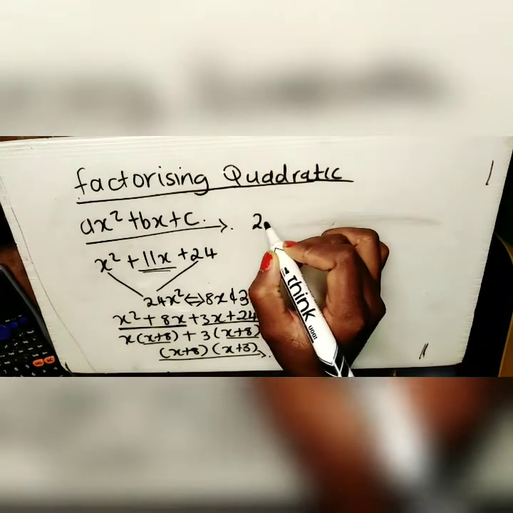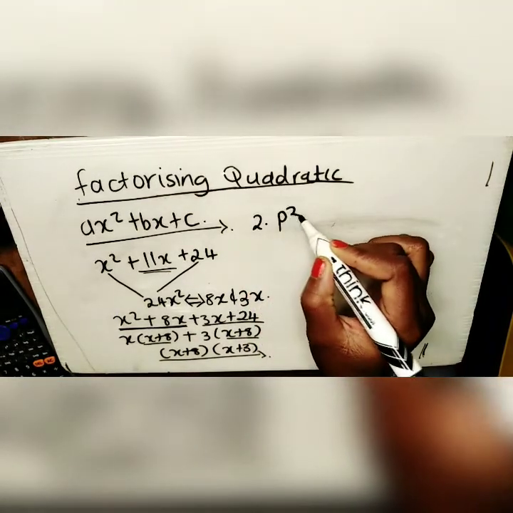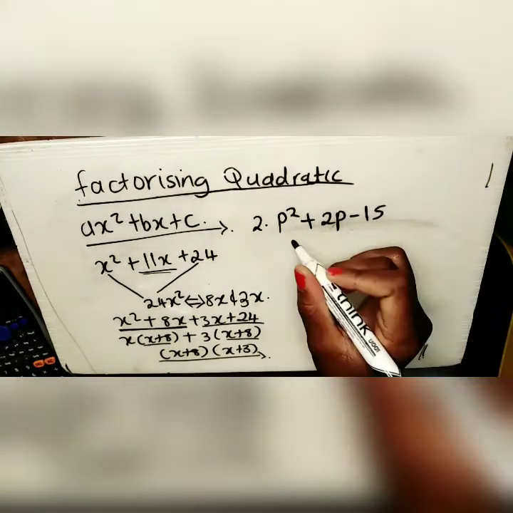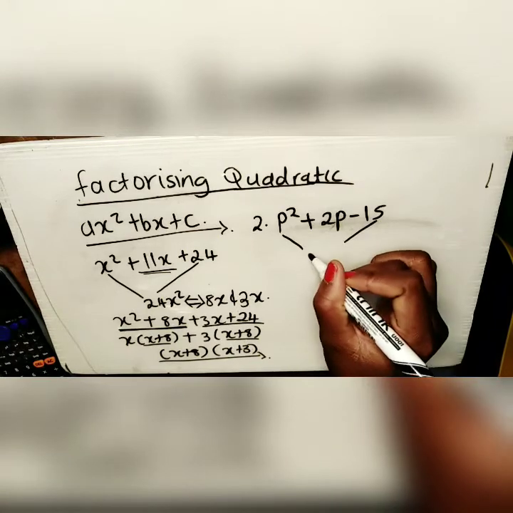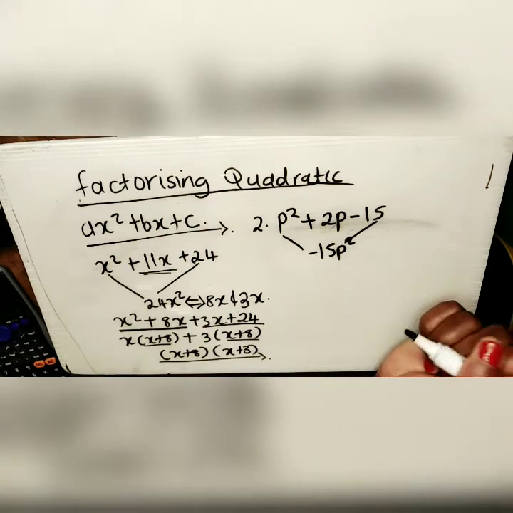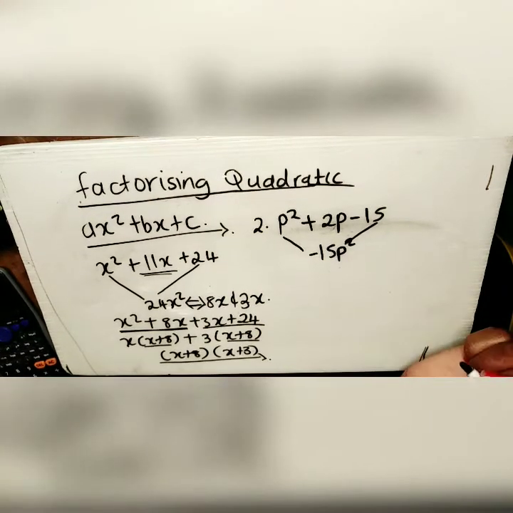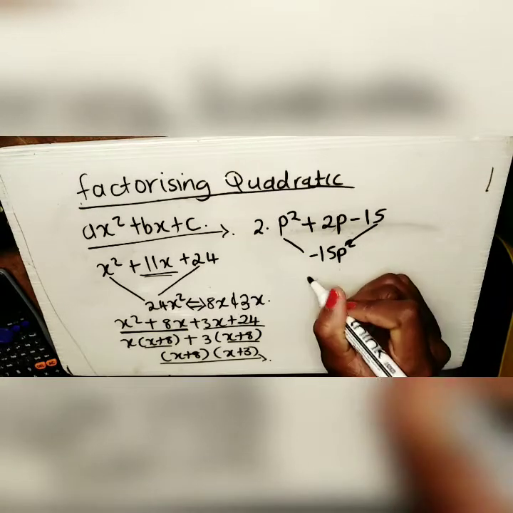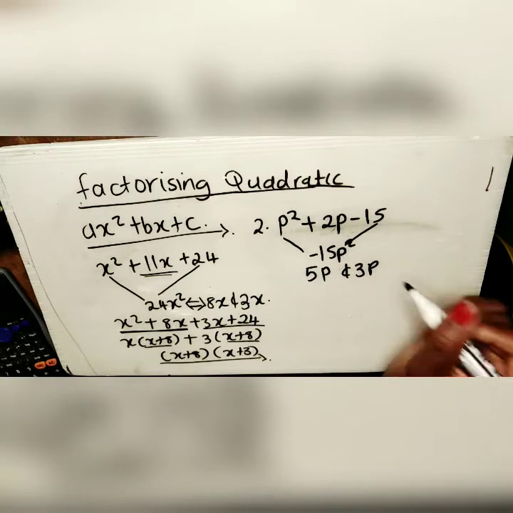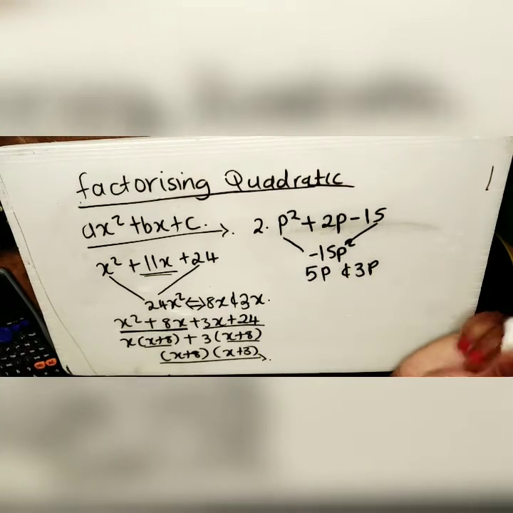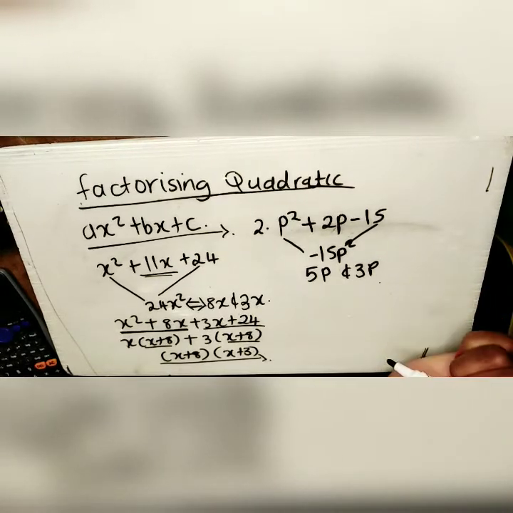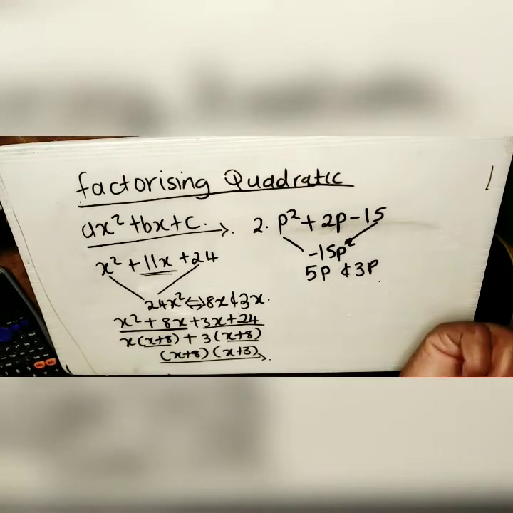Then the second example that we're going to look at today is p squared plus 2p minus 15. We are having a negative now. We do the same. We multiply and then we get negative 15p squared. Now let's look for two numbers. When we multiply them, they will give us a negative 15p squared, but when we add them, they will give us a positive 2p. So it means one of the factors has to be negative. Which one would take the negative or the positive one?